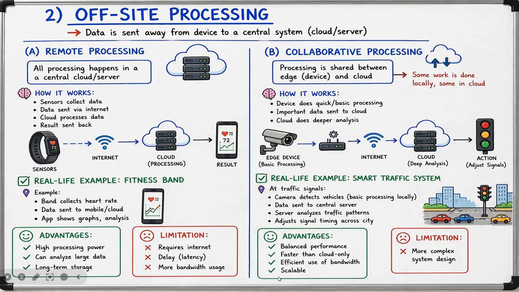And the last is scalable, where here the system can easily expand by adding more devices. So the cloud handles increasing data efficiently. Now coming to the limitation here, more complex system design. It means that it requires proper coordination between the device and the cloud, and designing and managing such systems is very complicated. So this is about the processing topologies.